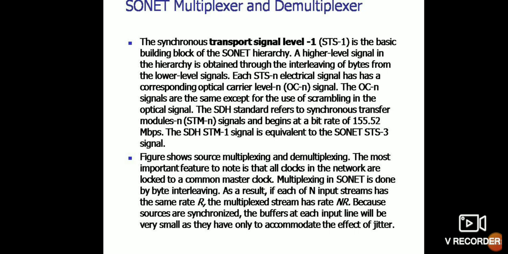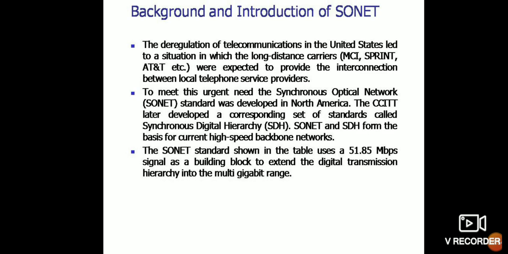Multiplexing is only done by byte interleaving. As a result, if each input stream has the same rate R, the multiplexed stream has a rate of NR. Because the signals are synchronized, the buffer at each input line will be very small, as they only have to accommodate the effect of jitter.